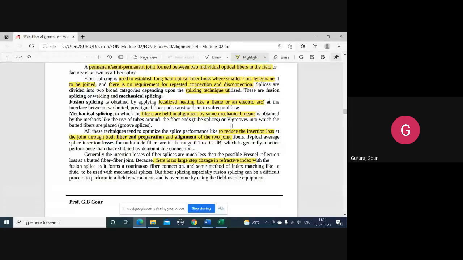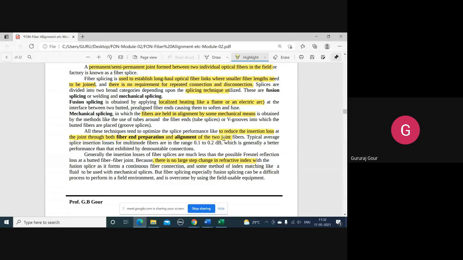We are doing it mechanically, and let the two ends of the fiber join by themselves by keeping the index matching fluid in between. That will adjust automatically, and the tubing is going to govern the formation of the joint with the help of this index matching fluid, with the two fiber ends on either side.